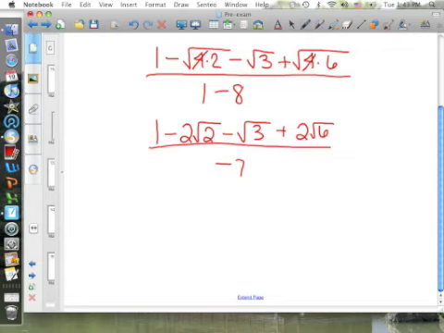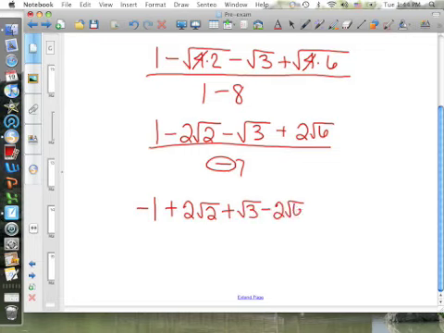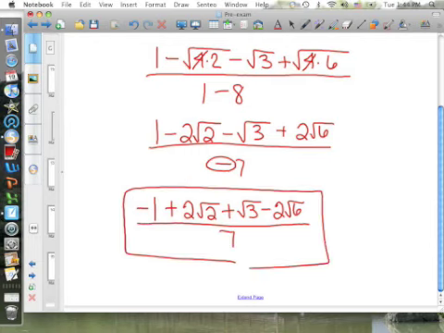But if you notice here, I have a negative in the denominator of my fraction, which is not proper. So in order to turn this into a positive, I will change all the signs of every term in the fraction. So this becomes -1 plus 2 square roots of 2 plus the square root of 3 minus 2 square roots of 6 over positive 7.